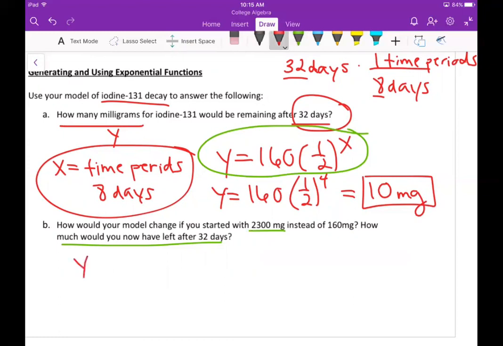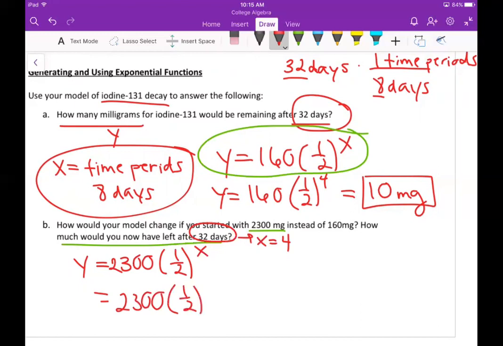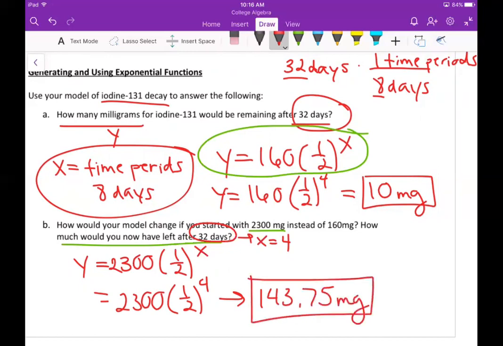So for this, the only thing that changes, right, is that initial value. So we should have 2,300 instead of 160. We're still going to multiply it times 1/2 for every 8-day time period. And if we're looking at 32 days, that's still an x value of 4 time periods of 8 days. So this time we just want to take 2,300 instead of 160 times 1/2, 4 times. And if we start with more, we should have more after 4 time periods. And if you again practice plugging that into your calculator, you'll see that we have 143.75 milligrams left after 32 days if we start with 2,300 milligrams.